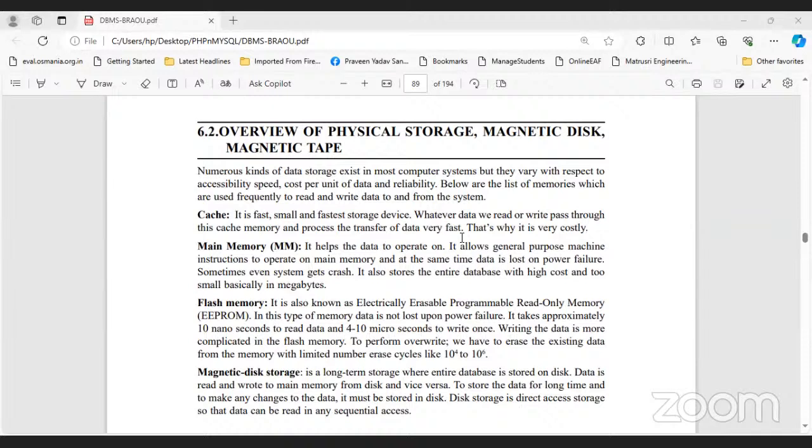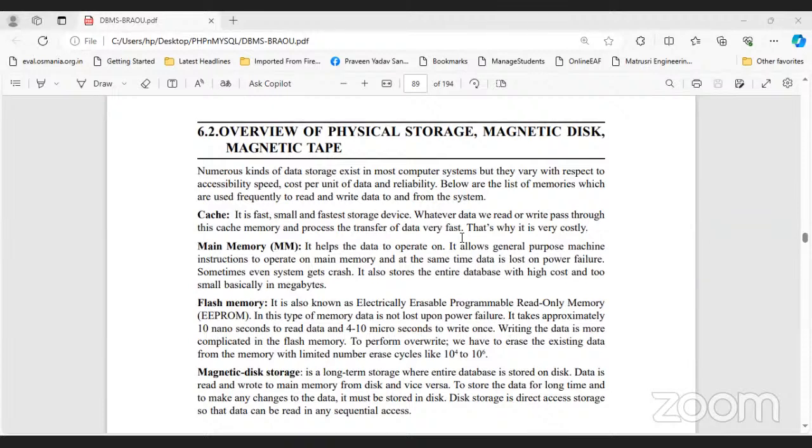In our houses, if you want to keep the clothes or the books, we have some shelves or almirahs at home. You can keep all those things in the shelves or almirahs. Like that, in the computer, if you want to store the data, we need the memory.